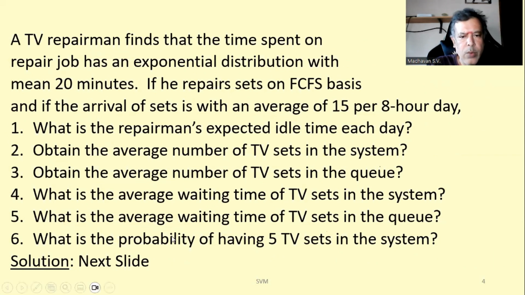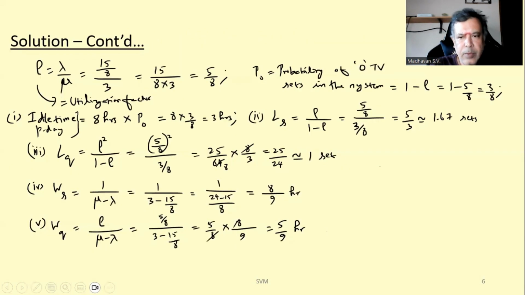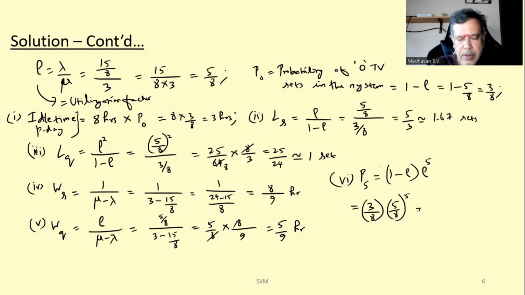Then the last one, what is the probability of having 5 TV sets in the system? So sixth question, we are supposed to find P suffix 5. P suffix 5 will be 1 minus rho times rho to the power of 5. 1 minus rho, we know it is 3 by 8. Rho is 5 by 8 to the power of 5. So if we calculate that, we get 0.036. That will be the solution for this particular problem.